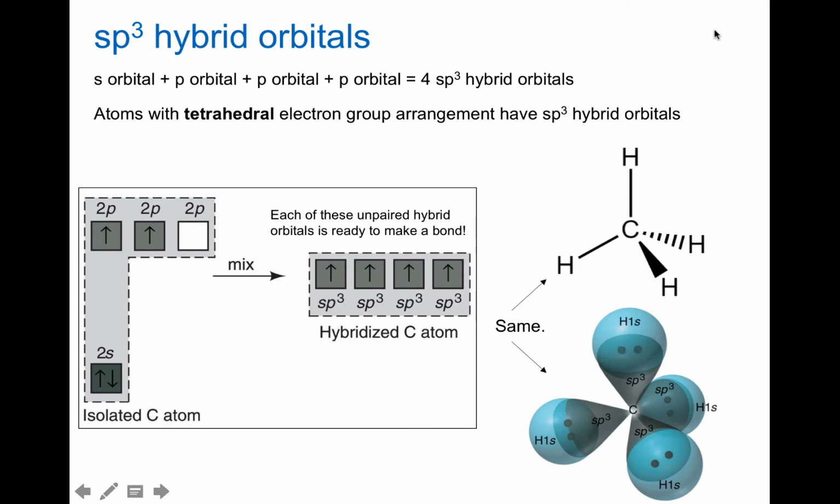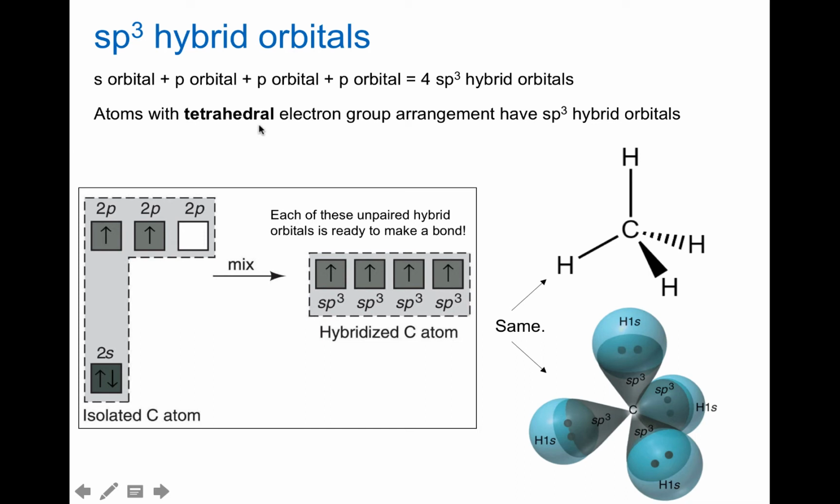sp3 hybrid orbitals are very common in organic chemistry, and we're going to go over 3 different atoms that have sp3 hybrid orbitals in them: carbon, nitrogen, and oxygen. Those aren't the only atoms that can make these types of hybrid orbitals, but they're the ones that are really common. Recall, sp3 hybrid orbitals, you combine an s and all 3 of the p orbitals on a sublevel to make a total of 4 sp3 hybridized orbitals.